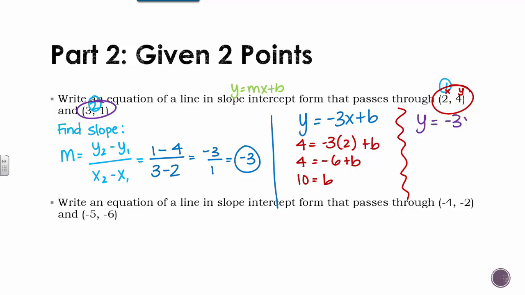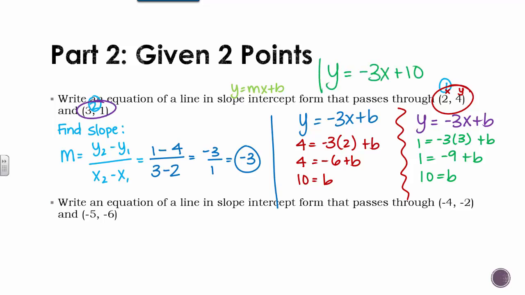I still start off with this, but when I plug in these numbers for x and y, I get 1 equals -3 times 3 plus b. But then we can see if we do a little algebra, add 9 to both sides, we still get 10. So it doesn't matter what point you pick, you should end up with the same thing. So this equation is y equals -3x plus 10.